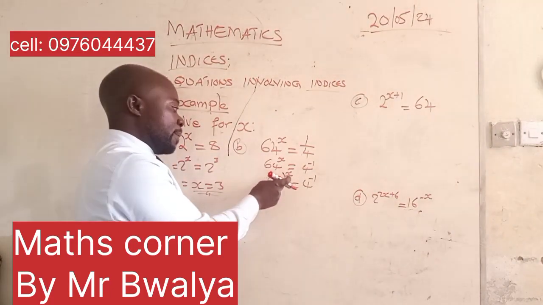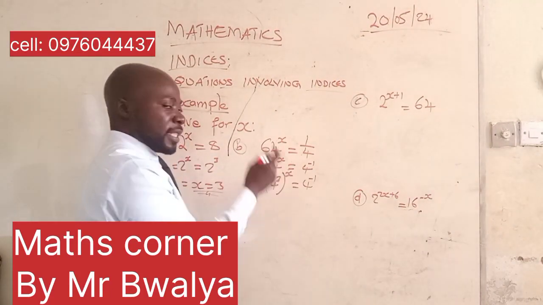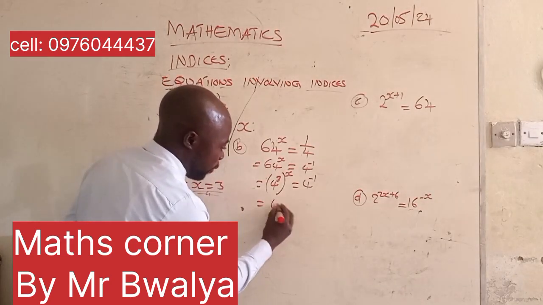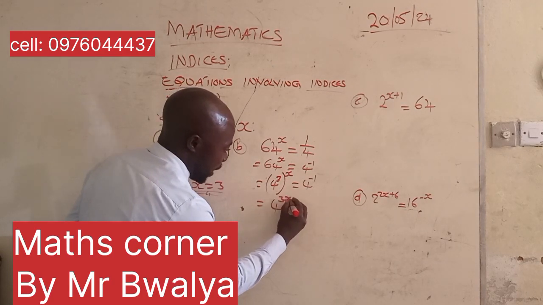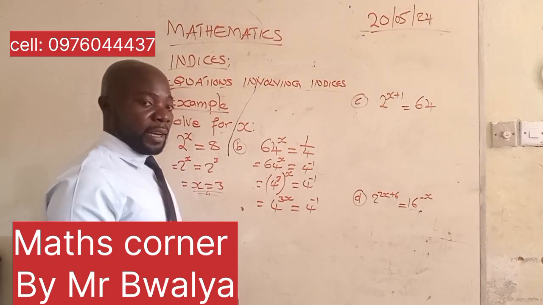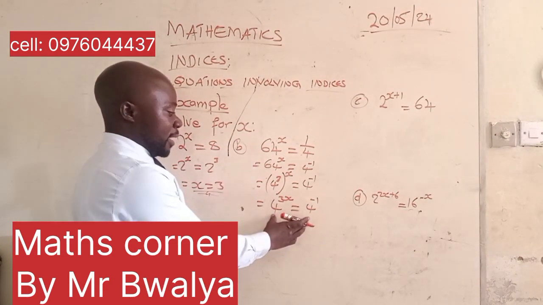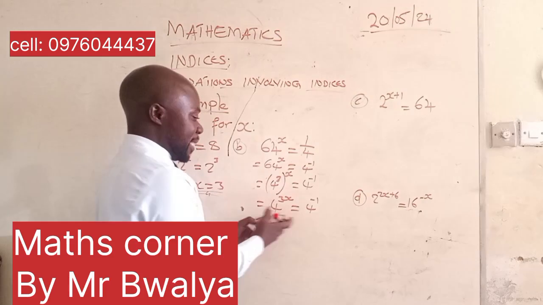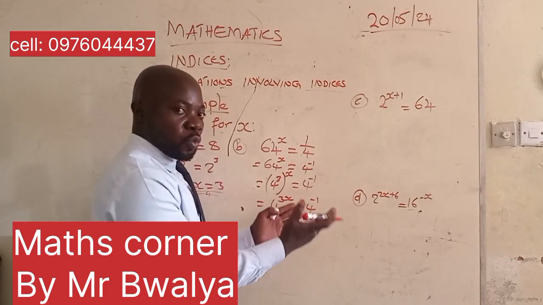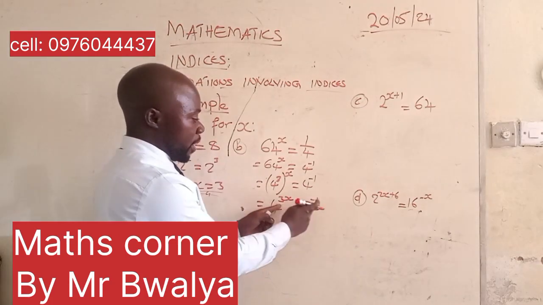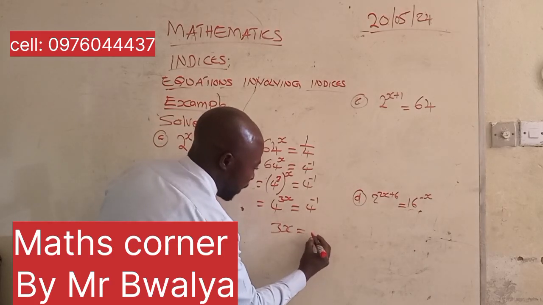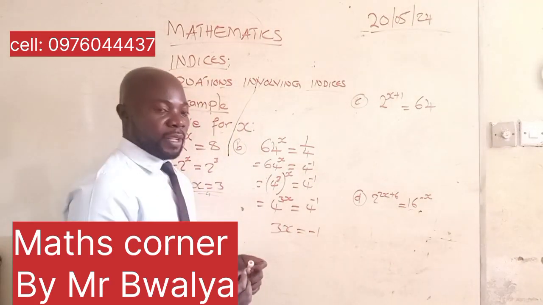Then we multiply 3 times x to give us 3x. Therefore, 4 to the power 3x is equal to 4 to the power negative 1. Are we together? At this moment the bases are equal, they are the same, so we don't need to stress too much. We just go with the powers, which is 3x is equal to negative 1. Are we together?